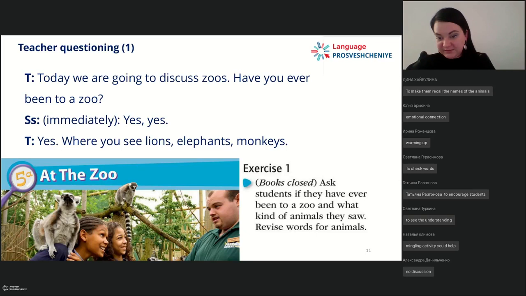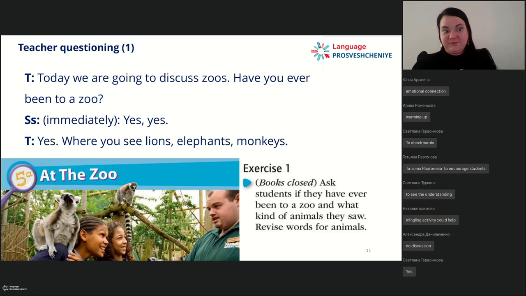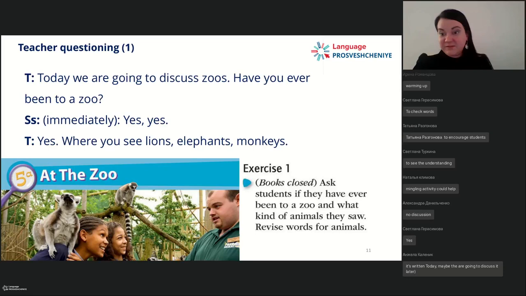And I'd also like to draw your attention to the fact that if we look at the teacher books, here, of course, we expect some kind of next step, right? For example, what kind of animals did you see in the zoo? And then, Natalia, I suppose that's what you mean, right? Do a mingling activity or work with cards, work with posters, and we can pair students in different ways.